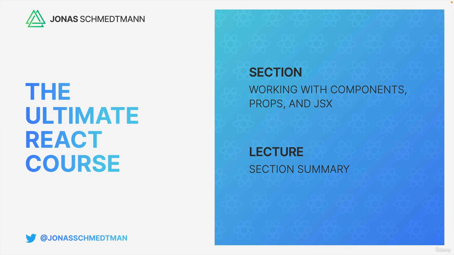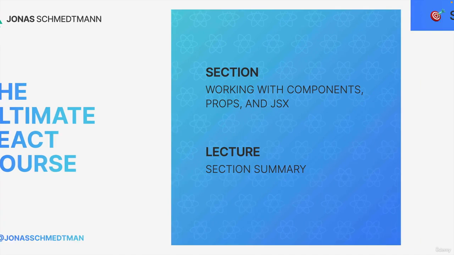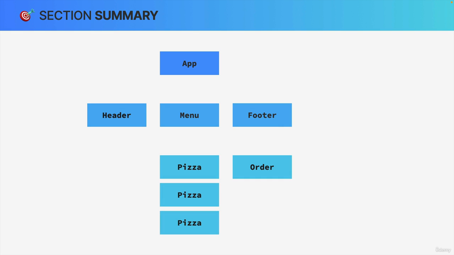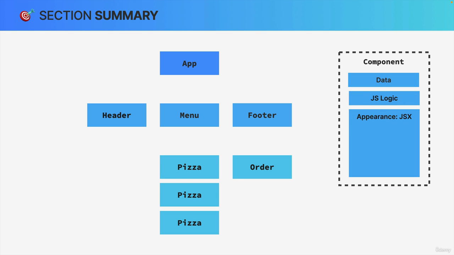Let's now take a few minutes to look back on all the concepts that we just learned throughout this section. So, first of all, we learned that components are the building blocks of any user interface in React. Now, each component is a self-contained piece of the user interface, which includes its own data, its own JavaScript logic, and its own appearance. Now, in practical terms, we write this appearance using a declarative syntax that's called JSX. And it's this block of JSX that ultimately gets returned from each component.